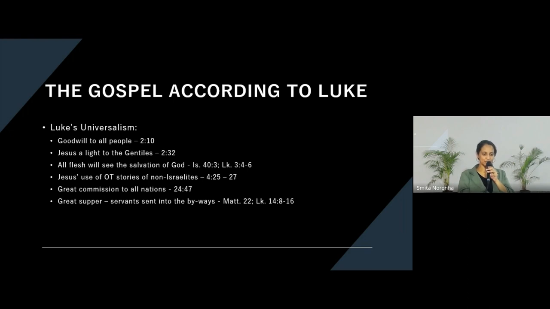So Luke 2:10, if we can open that and read it. Luke chapter 2 verse 10. Then the angel said to them, "Do not be afraid, for behold, I bring you good tidings of great joy, which will be to all people." So right at the beginning, when they are talking about Jesus' birth, it's for all people, goodwill to all people.